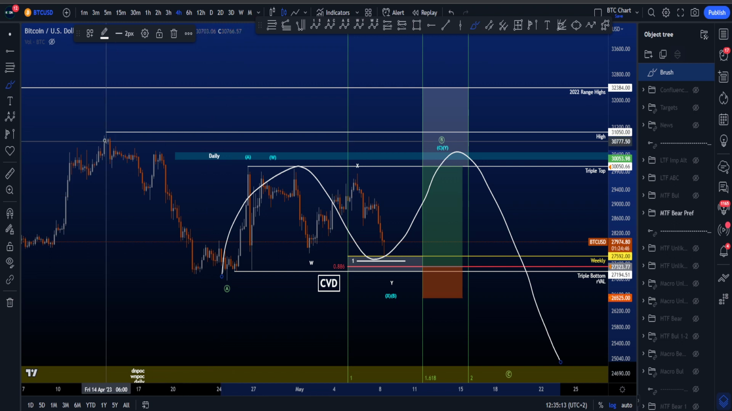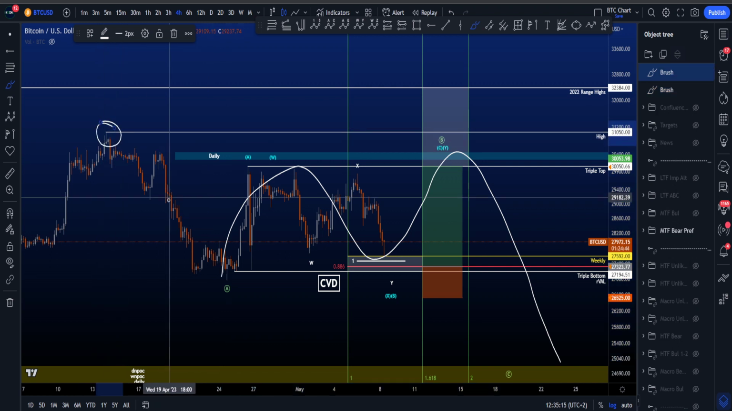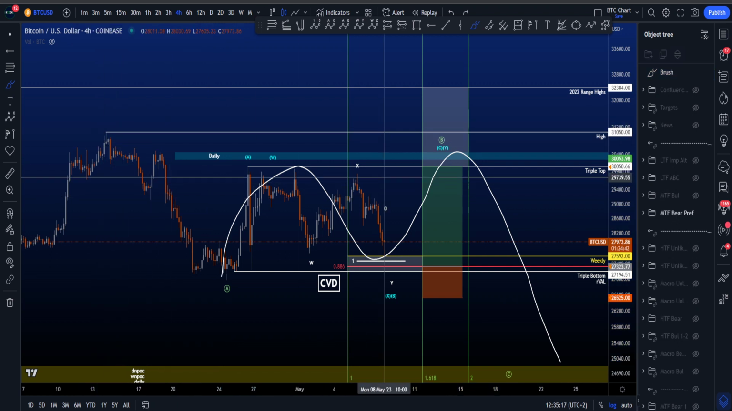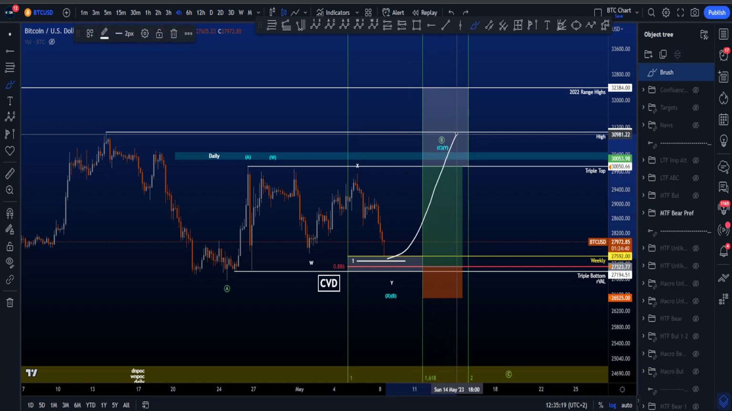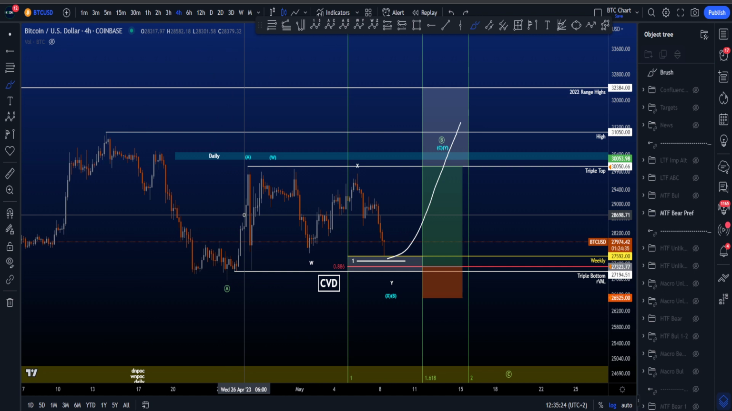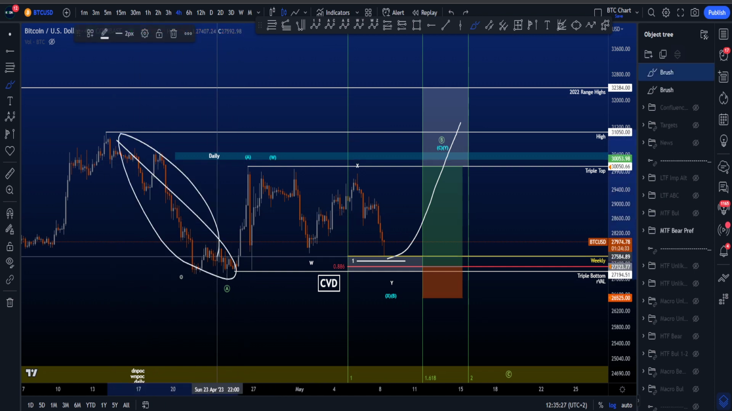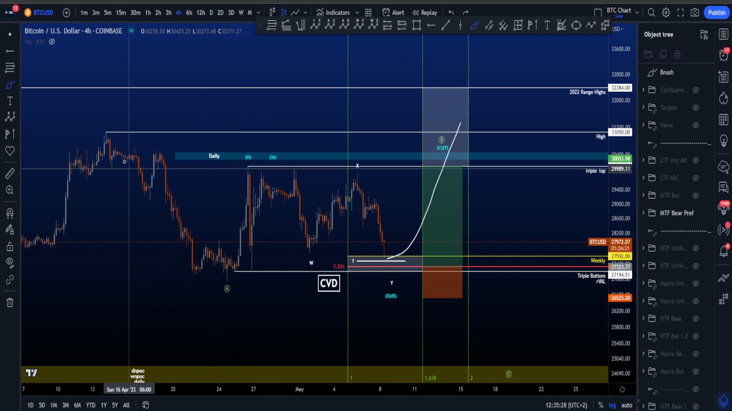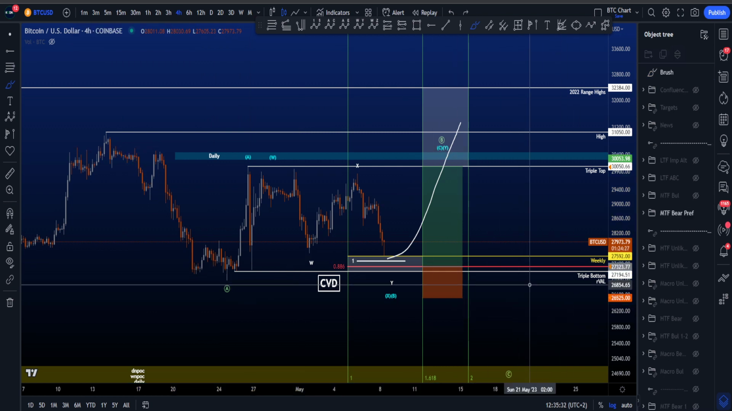The invalidation of this scenario is price taking the high of 31k. So if it does move up over here and it actually takes the high at 31k, this is invalidated for me as a bearish scenario, a 5-wave move to the downside and then a wave A, B, C, but we still have the bullish scenario, which I'll show you in a second.